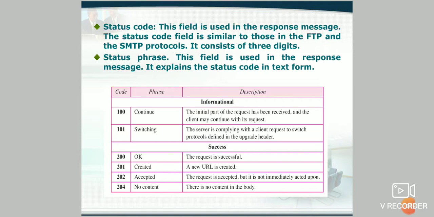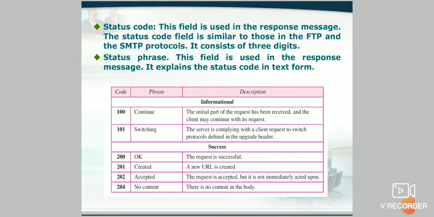All these codes and phrases are mentioned here. Code 100 is used for continue, and code 101 is used for switching. These two codes are used for informational purposes. Others, in the range of 200, like we see in this table: 200 is used for okay, meaning a successful request. 201, created, a new URL is created. 202, accepted, the request is accepted. 204, no content, there is no content in the body.